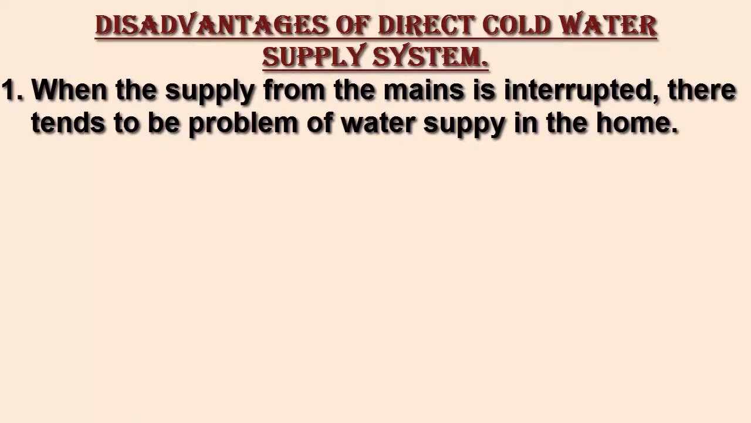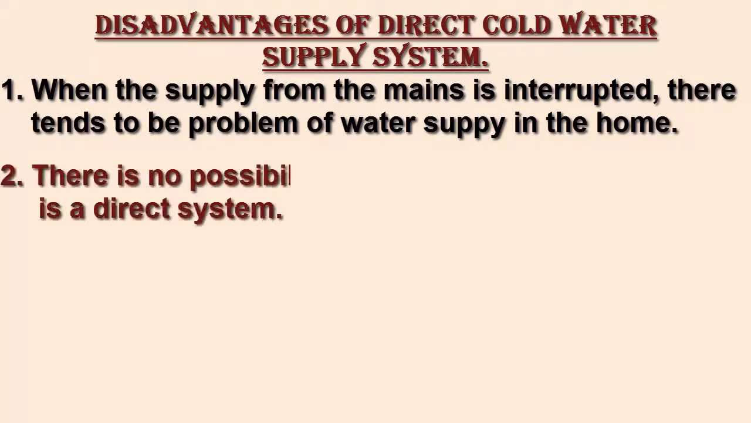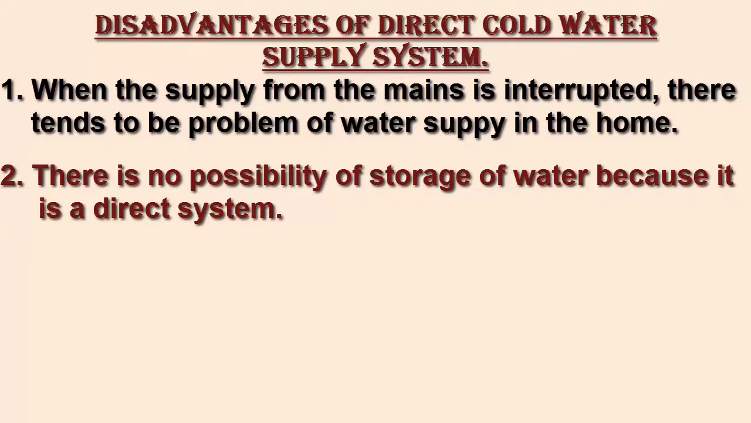Let's go for the disadvantages. One of the disadvantages is that when the supply from the mains is interrupted, there are problems of water in the home because there will not be supply of water. Two, there is no possibility of storage of water, because it's a direct system. So if you look at it, you see the direct system has advantages and disadvantages.